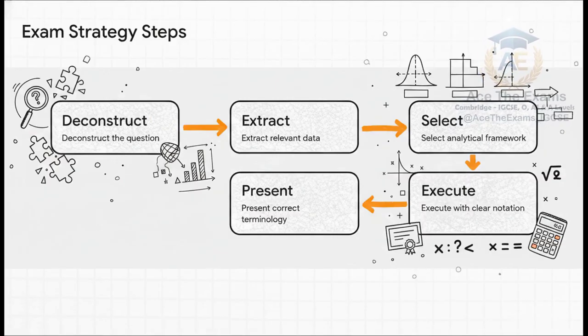Step 1. Deconstruct the question completely. Scan the structural data parameters. Step 2. Extract the relevant data from the noise. Step 3. Select your analytical framework. Is this a binomial, Poisson, or normal distribution engine? Step 4. Execute with crystal clear mathematical notation. And Step 5. Present your findings using correct, formal terminology.